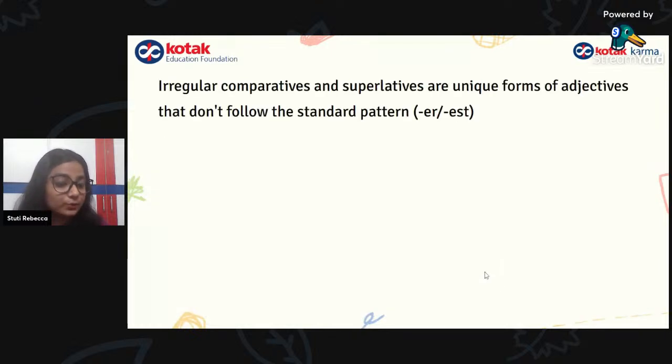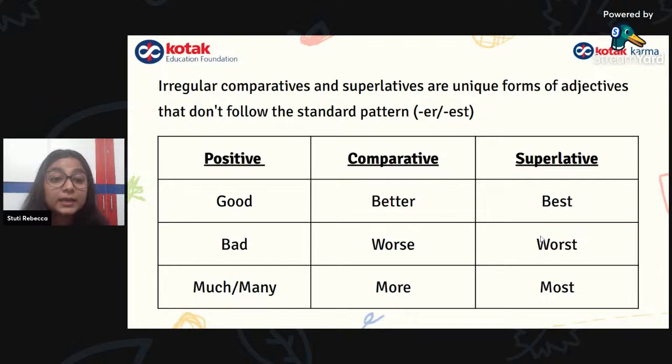And for the last rule, irregular comparatives and superlatives are unique forms of adjectives that don't follow the standard pattern er or est. Okay, like I gave you an example of good. So, good, better, best, right? So, bad, worse, worst, much, many, more, and most. All right. I hope you understood all these rules.